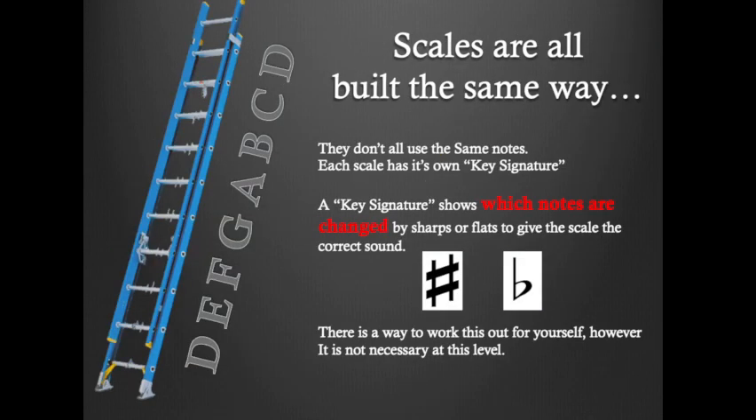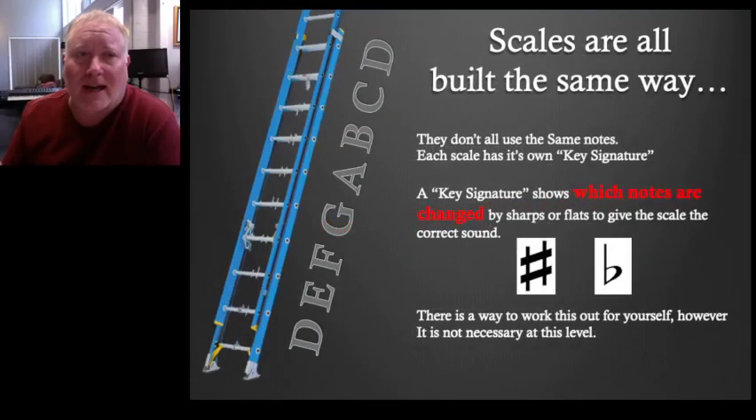So all scales or ladders are built the same way. They don't all use the same notes, and each scale or key has its own key signature. What that basically means is which notes are changed, raised or lowered, sharps or flats, black notes on the keyboard, to make the scale work. Now, there is a way to work this out for yourself, however, it's probably not really required at this level. So we've got there a ladder with just a keyboard, D, E, F, G, A, B, C, D. So we're just looking at the scale, if you like, of D.